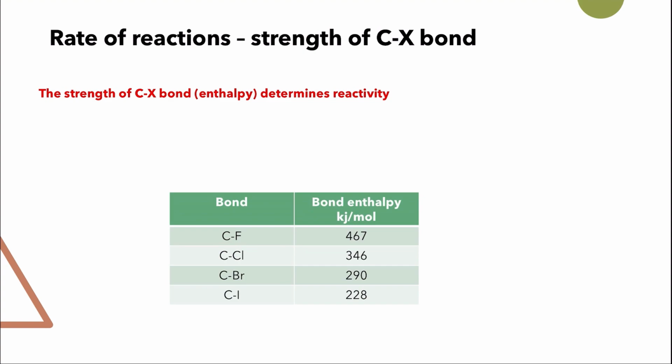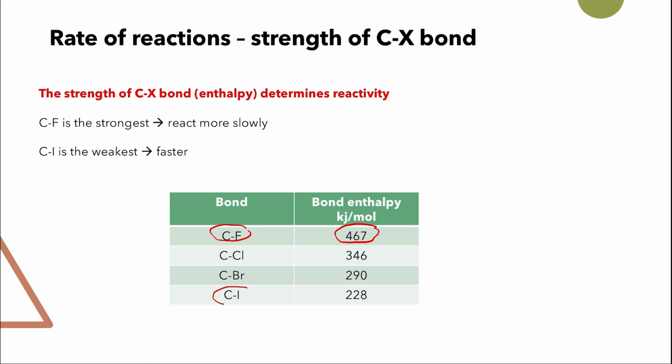If we look at the bond enthalpy for different carbon-halogen bonds, you're going to see that carbon-fluorine has the strongest bond because it has the highest bond enthalpy value. That means the carbon-fluorine bond is more difficult to break, which means it will react more slowly compared to the other alkyl halides.